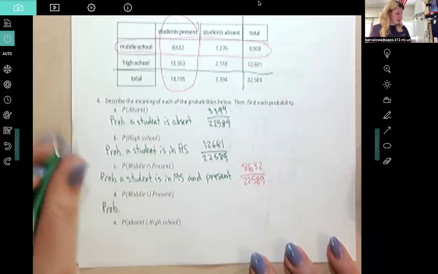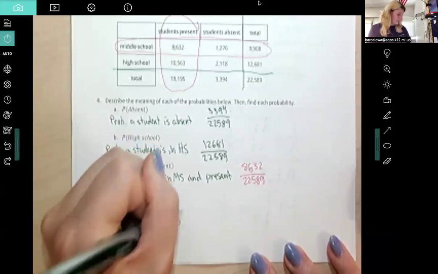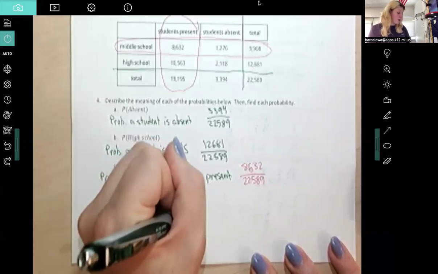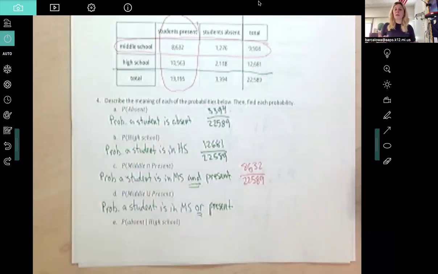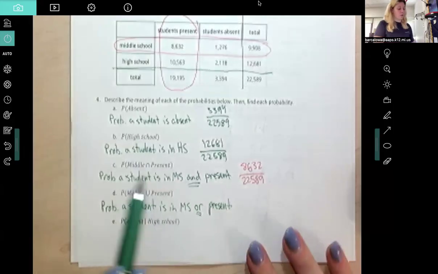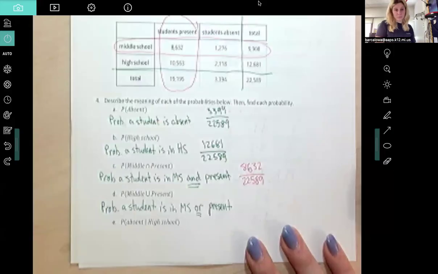This one here is asking the probability a student is in middle school or present. Okay, so think about some of the examples we did in class. We did the one that was the coffee with cream or sugar. Okay, some people put just cream in their coffee. Some people put just sugar in their coffee. Some people put both cream and sugar in their coffee. So all three of those options are encompassed in that word or. So all of these, anything circled here is counted in or.